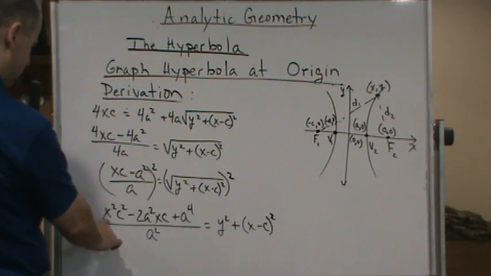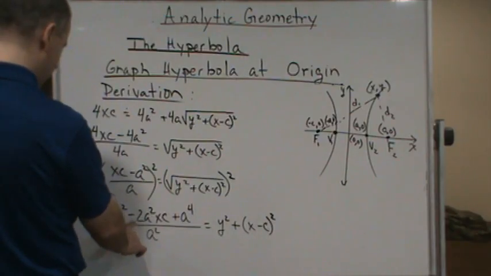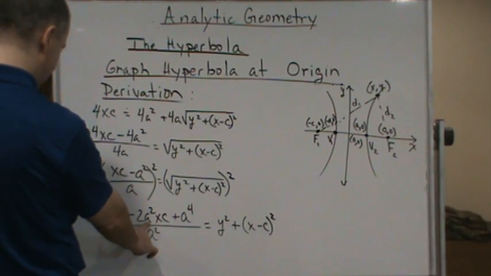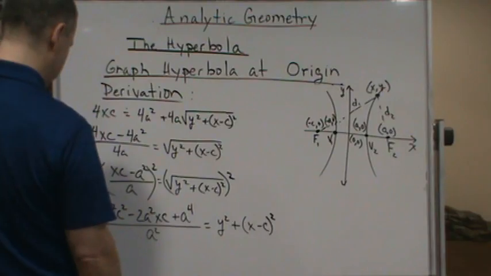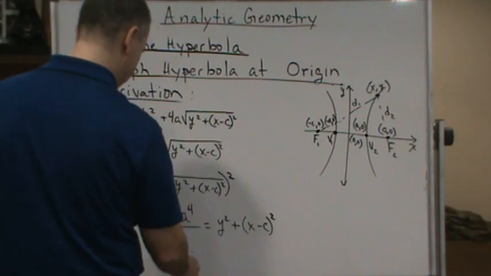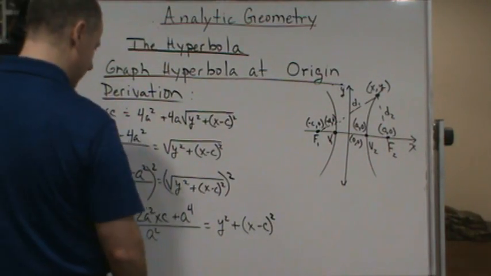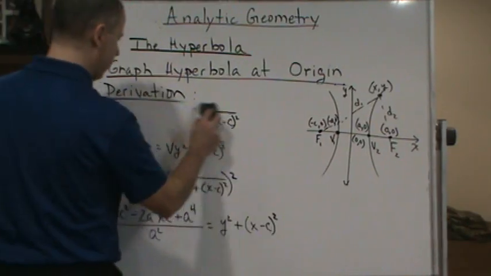Okay, so just to recap, make sure I didn't make any mistakes. So x squared c squared minus 2a squared xc plus a to the 4th, all over a squared. Okay, that's right. So then now I'm going to multiply both sides by a squared. Okay, so that's going to give me this.